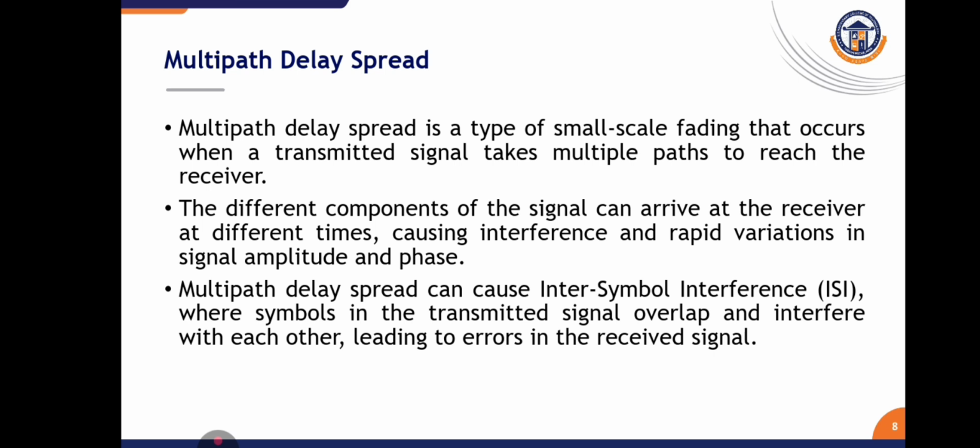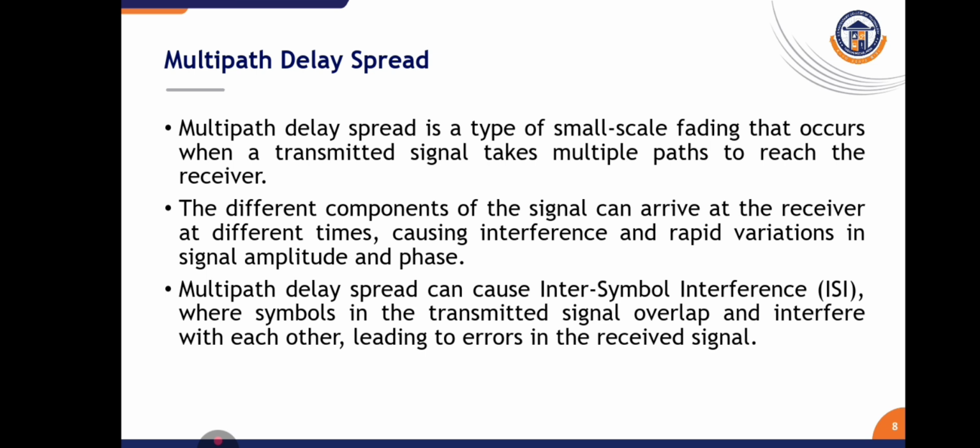The multipath delay spread is a type of small scale fading that occurs when the transmitted signal takes multiple paths to reach the receiver. The different components of the signal can arrive at the receiver at different times. So it causes interference and rapid variation in the signal amplitude and phase. And multipath delay spread can cause intersymbol interference, where the symbols in the transmitted signal overlap and interfere with each other, so that it leads to errors in the received signal.